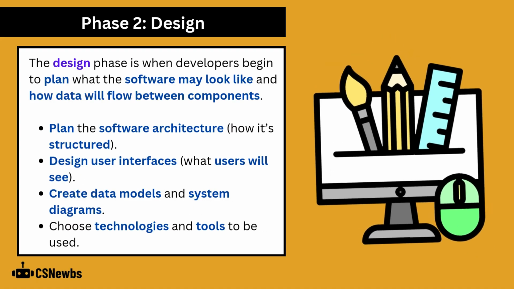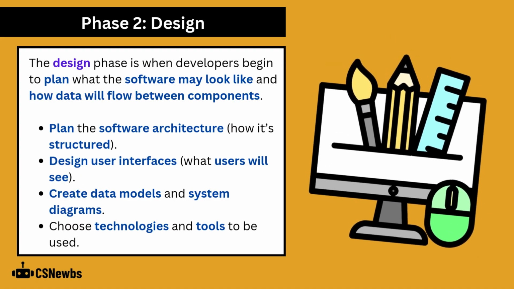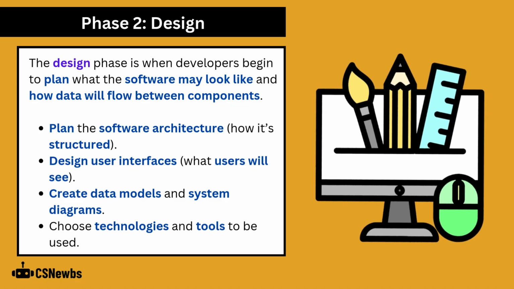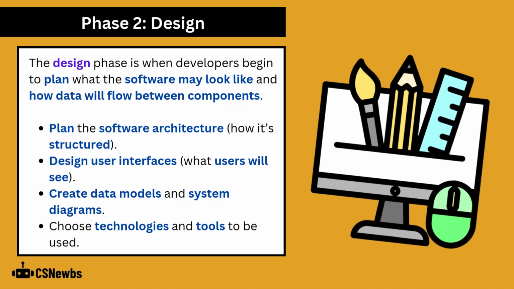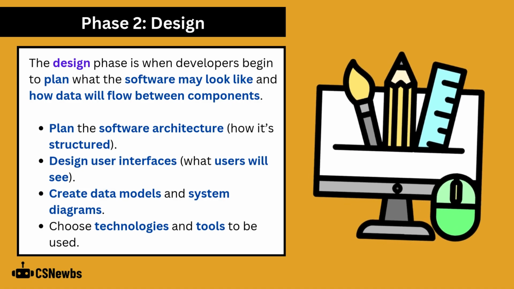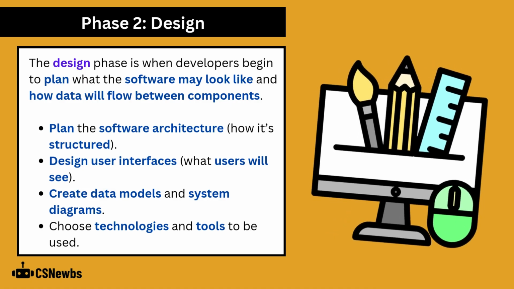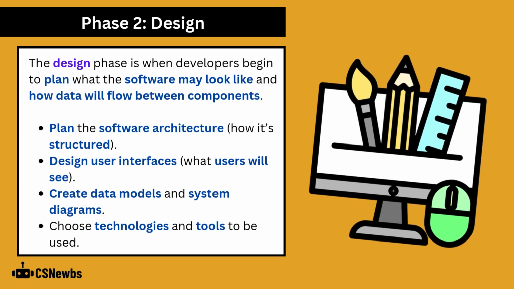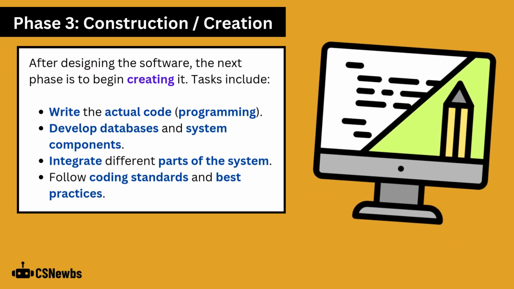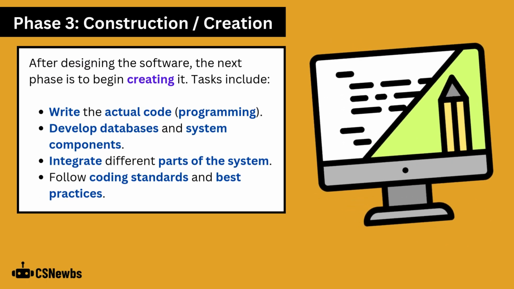The design phase is when developers begin to plan what the software may look like and how data will flow between components. They will need to plan the software architecture, how the project will be structured, design user interfaces, what users will actually see, create data models and system diagrams, and choose the appropriate technologies and tools that will be used. After designing the software, the next phase is to begin creating it.